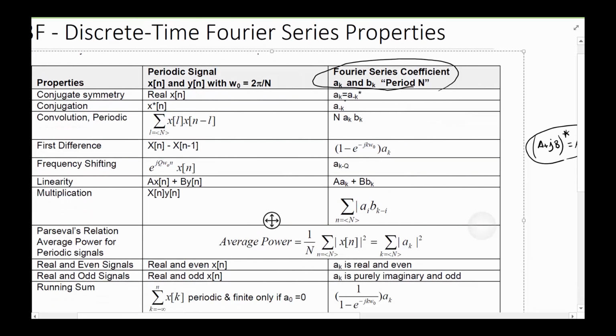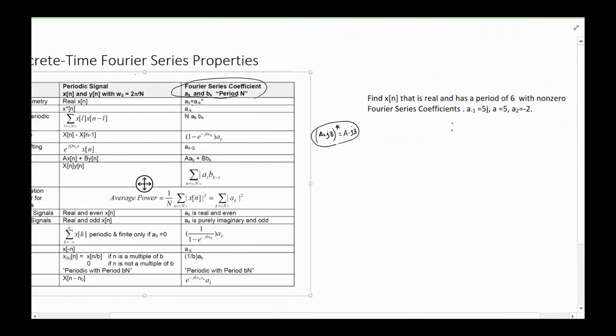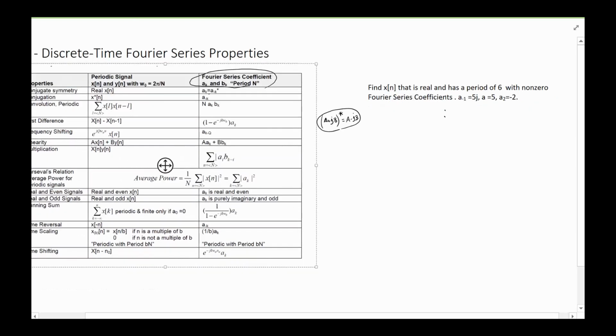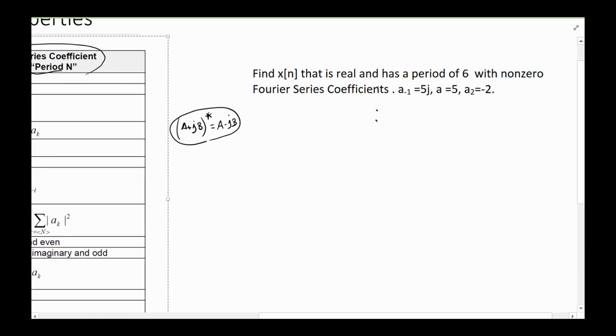So let's go ahead and take an example. This is just one way we can use this table. I've written a simple problem here for us to work on. It says find x of n that is real and has a period of 6 with non-zero Fourier coefficients here. So one of the first properties you have to consider is that A of k is periodic, and the period is 6.